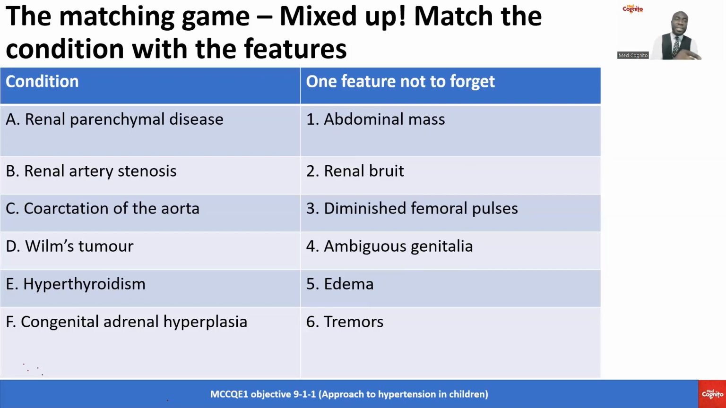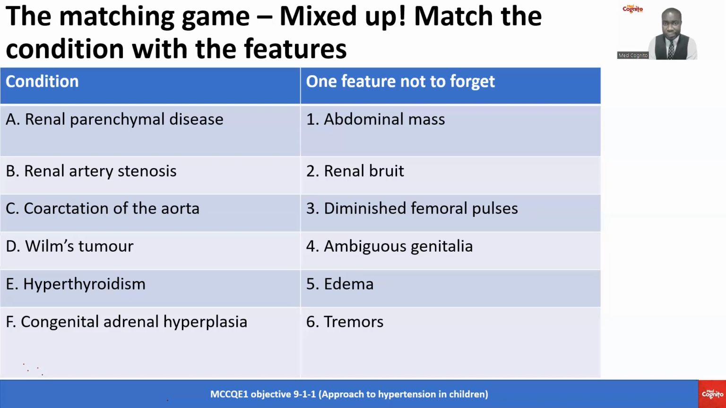Everybody, if you type A and you think A goes with 1, type A1. If A goes with 2, type A2. Are you getting what I'm talking about? We've mixed up the conditions with the features numbered 1, 2, 3, 4, 5, 6. So renal parenchymal disease, what will it go with? Will it go with 1, 2, 3, 4, 5, or 6?